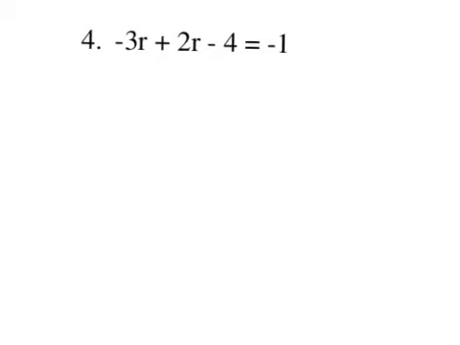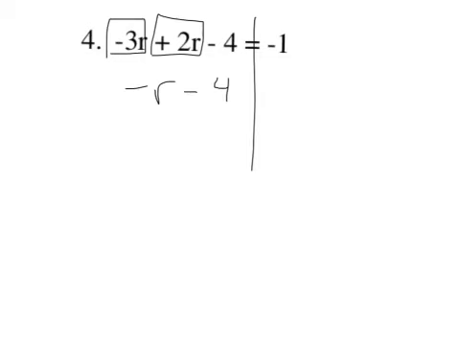Okay, example 4. We're going to split the sides again. We will distribute if possible. None, so we will combine like terms. We have negative 3r, positive 2r. When I combine those, I'm left with negative 1r minus 4 equals negative 1. We're going to perform the opposite operations once everything is combined. So we will add 4 to both sides.